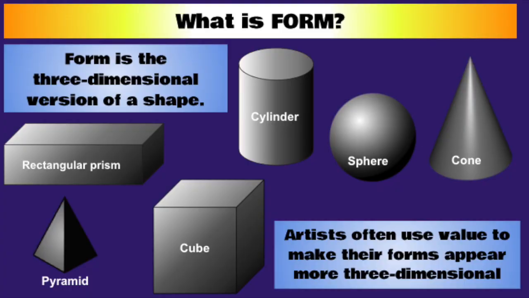What is form? Form is the three-dimensional version of shape. So forms are rectangular prism, pyramid, cube, cylinder, sphere, and cone. Artists often use value to make these forms appear more three-dimensional.